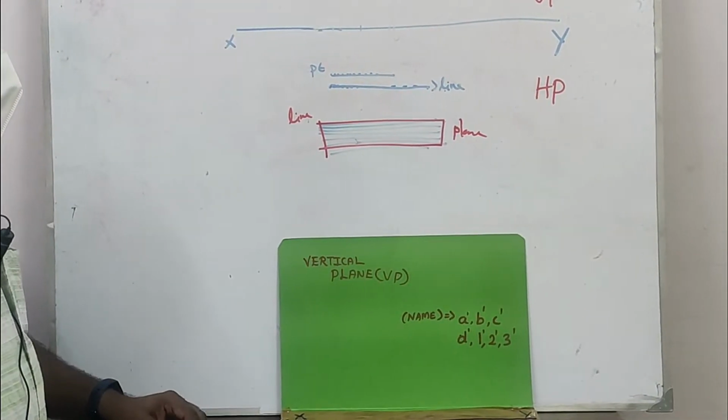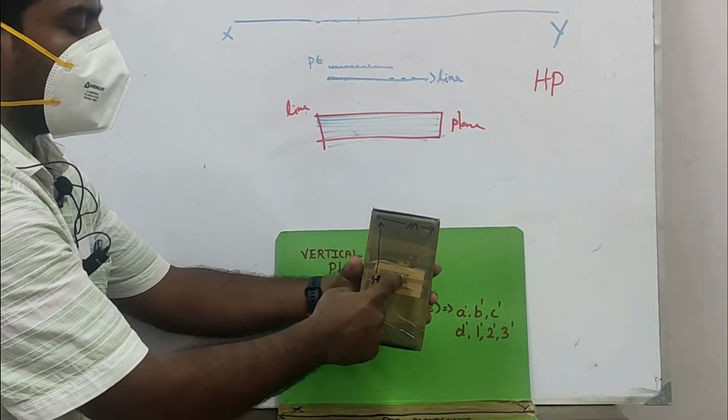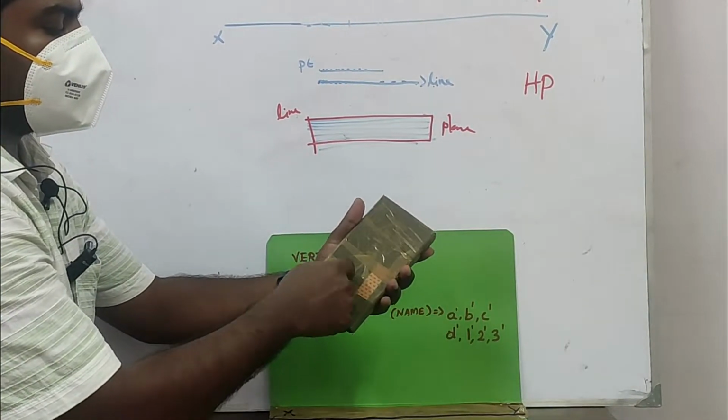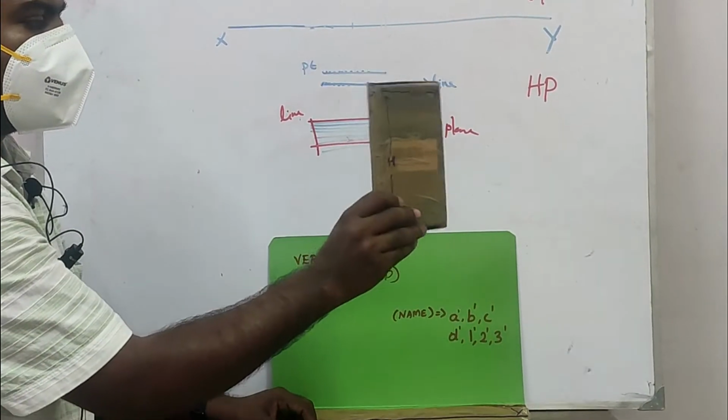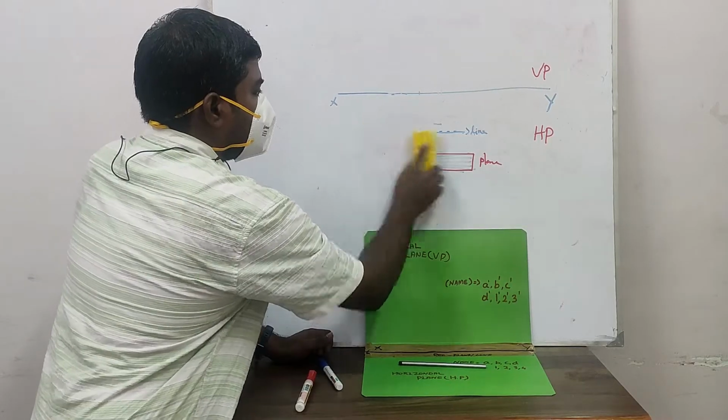For a number of planes, for example, you have rectangular surfaces: one plane, 2, 3, 4, 5, 6. So when 6 planes come together, you will get a 3D element. This is the basic thing you should know.